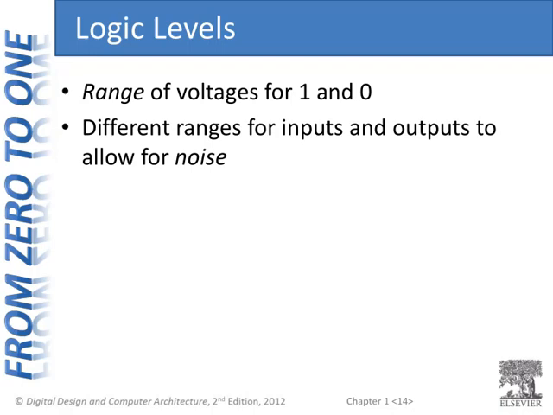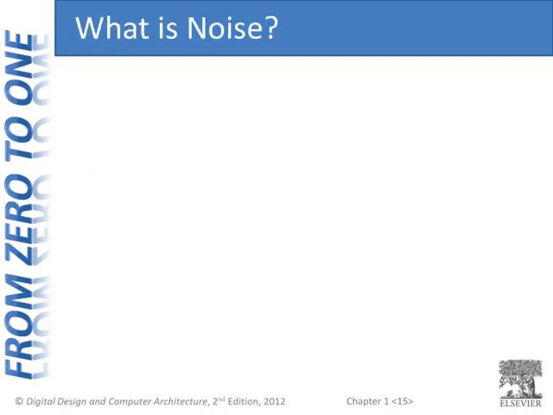And we'll have a different range for inputs and outputs to allow for noise. So what is noise? I've used this word a couple times now. What does that mean? Well, think of everyday life. Noise is when you're trying to talk to somebody and the room's really noisy. You're at a restaurant or something, and the signal that you're interested in, the person talking to you, is being corrupted by noise in the system, by other signals. So it's basically anything that degrades the signal of interest.